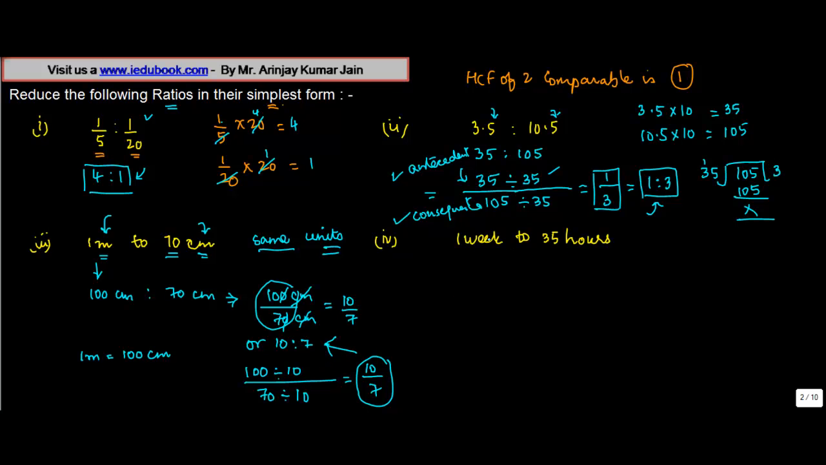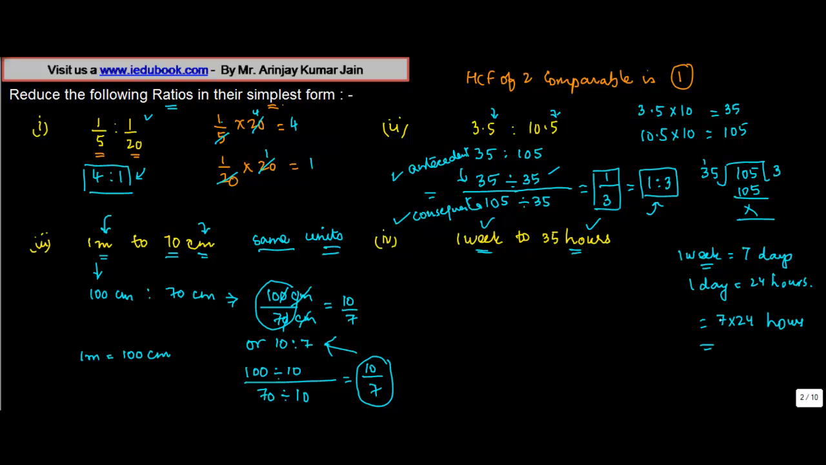Right? Let us see one more here. Basically, this will complete various types of issues that you might be getting. 1 week to 35 hours. Now we know 1 week. So here we have week, here we have hours. We know 1 week is equal to 7 days. Right? And 1 day is equal to 24 hours. Right? So therefore, 1 week can also be written as 7 into 24 hours.